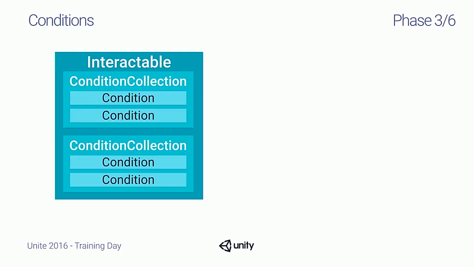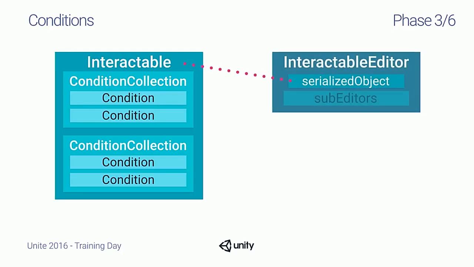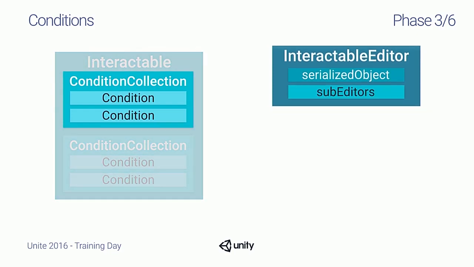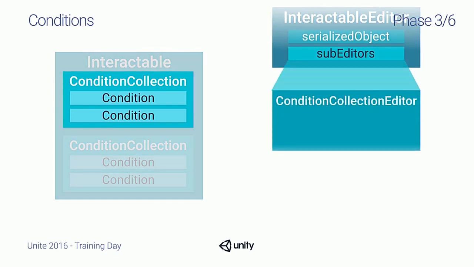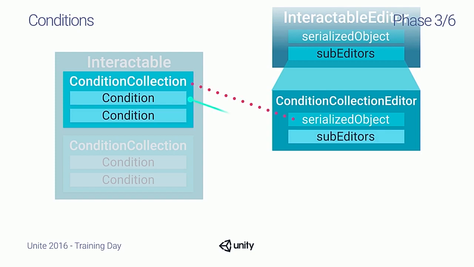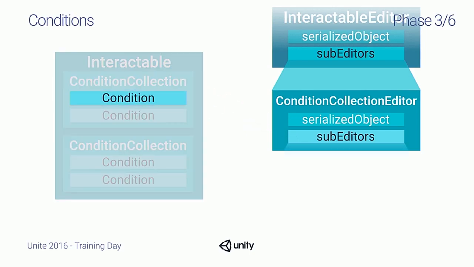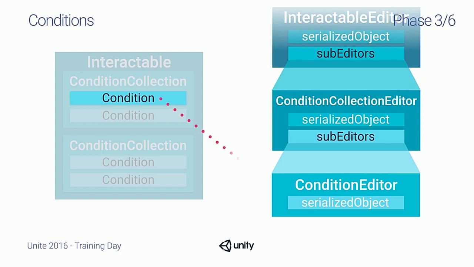This is sort of more of a graphic representation of what we're doing here. So this is a representation of what we were talking about. So we've got our Interactable, and that has an array of condition collections. So our InteractableEditor, the serialized object points to the Interactable, and then it has an array of sub-editors which target the condition collections. Next, within these sub-editors, we have ConditionCollectionEditors. Now, each of those has a serialized object, and that targets the condition collection. It has an array of sub-editors which target the conditions. And each of the condition editors, their serialized object represents a condition.